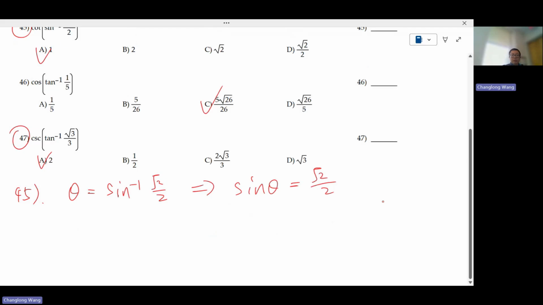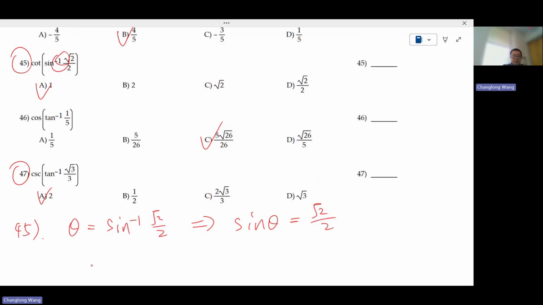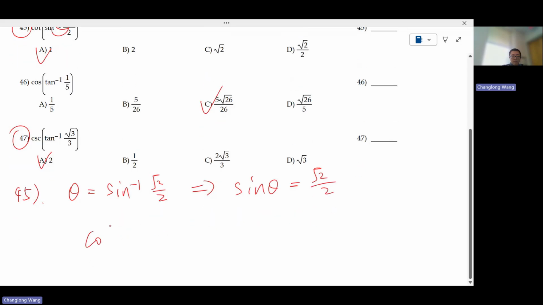So we are looking for cotangent of the angle theta, right? Therefore, go ahead and put it down, cotangent theta. So given sine theta is radical 2/2, find the cotangent theta. If you know the special angle, which is, by the way, 45 degrees, you would have figured out this is 1, but you don't have to.